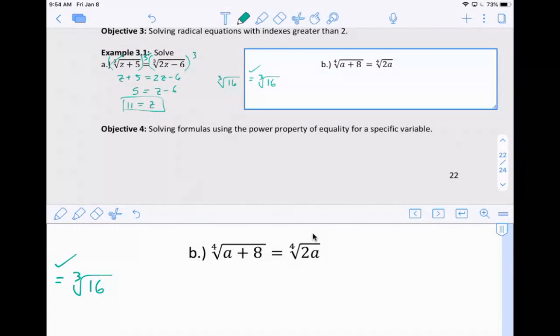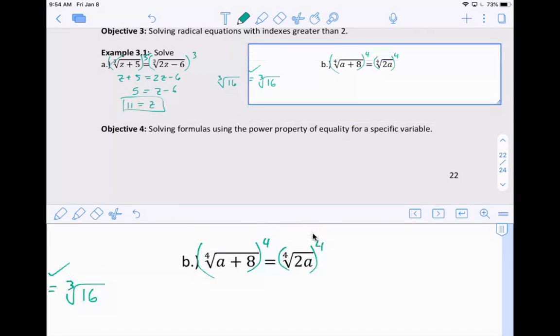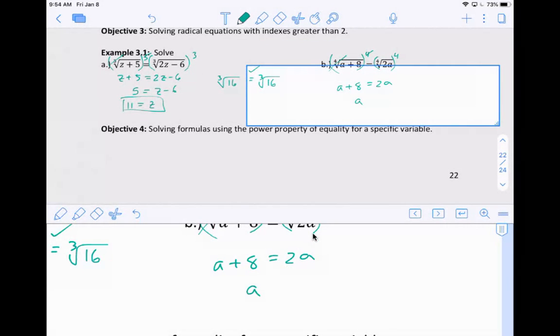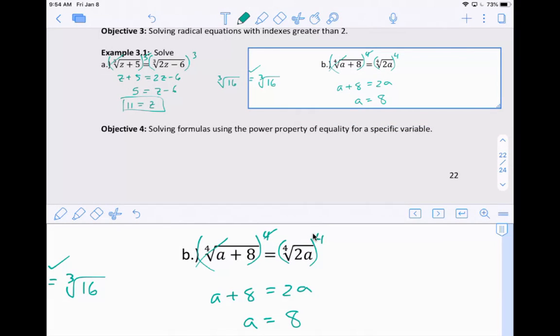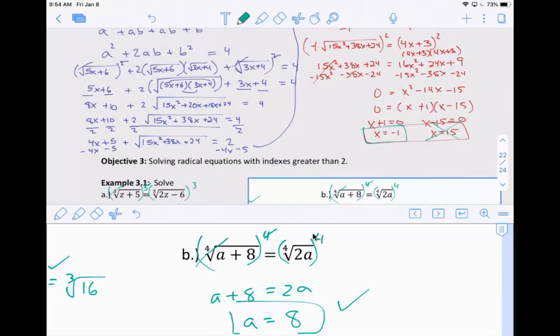Over here we've got the fourth power. So we can take the fourth root to the fourth power, and they would cancel again. We get a plus 8 is equal to 2a. It looks like a is equal to 8, and it does work. Check. Now, this is not to imply that the only higher powers are the ones that will have it on both sides, but this is just showing you that nothing changes.